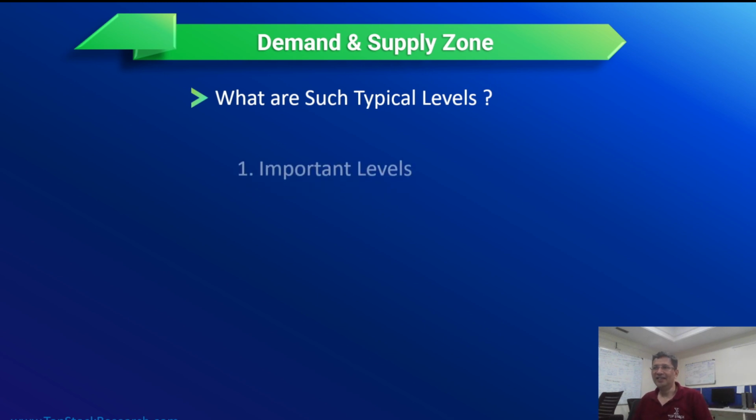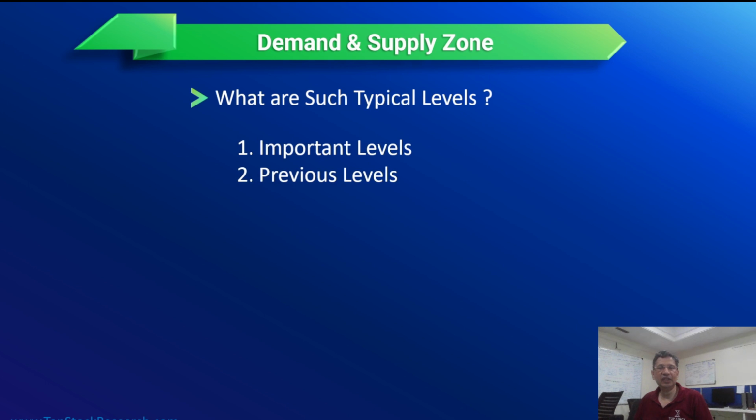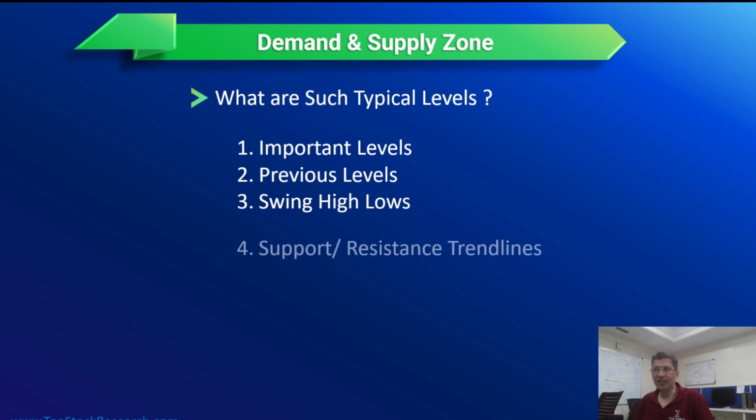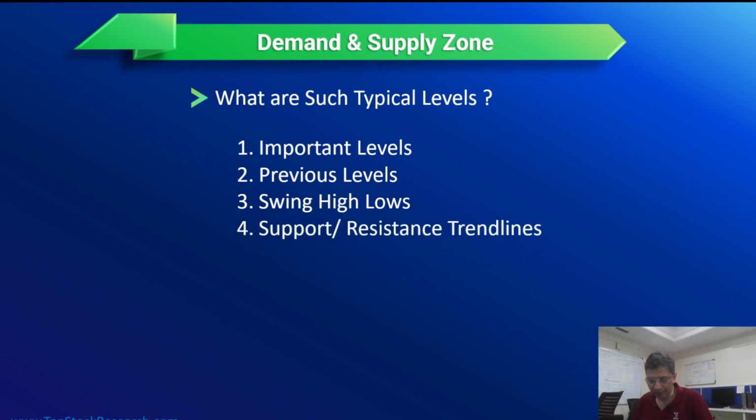So that's one level. The second level could be the previous highs or previous lows. Like a 1 year high is considered to be a good support or resistance level, resistance in fact, and a 1 year low is a good support level. Swing highs, recent swing highs, where it has made a new swing high last week or few days back or few months back, can act as a good demand and supply zone.